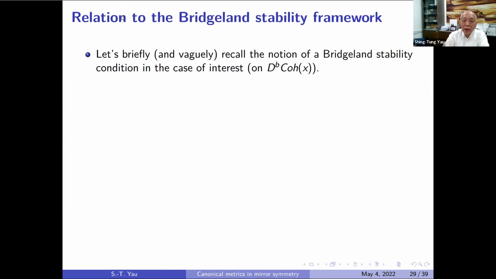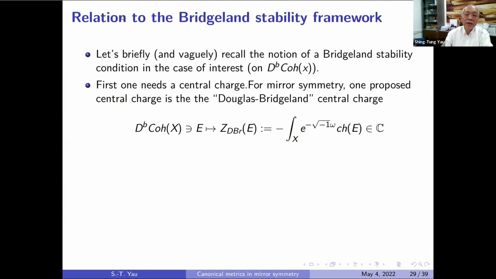Now, let's try to compare our notion here with the famous Bridgeland stability condition for the derived category. First of all, Bridgeland stability needs a central charge. For mirror symmetry, one proposes a central charge which we call the Douglas-Bridgeland central charge, because Douglas actually was involved in this before Bridgeland. So given an element in the derived category, we define a central charge to be this integral, similar to what we wrote down earlier. The Chern character works out well for the derived category.